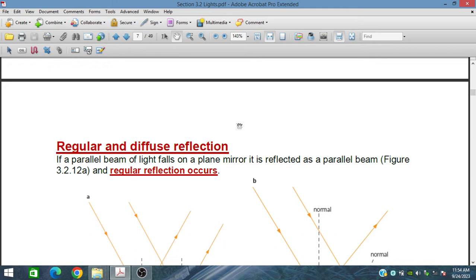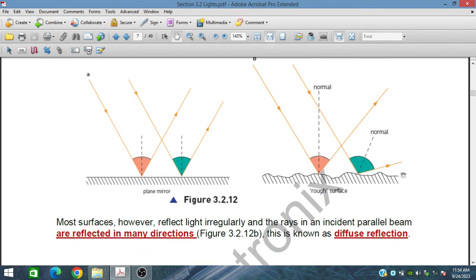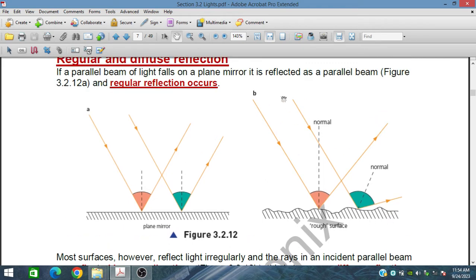Now, regular and diffuse reflection. This is regular reflection. If a parallel beam of light falls on a plane mirror, it is reflected as a parallel beam. So this is parallel light coming on the surface of a plane mirror, and it reflects. Similarly this one also reflects. But if the surface is irregular or rough, then it reflects like this, and on the other side it reflects at this angle. Here the incident rays are parallel, and similarly the reflected rays would also be parallel, but here these lines are not parallel.